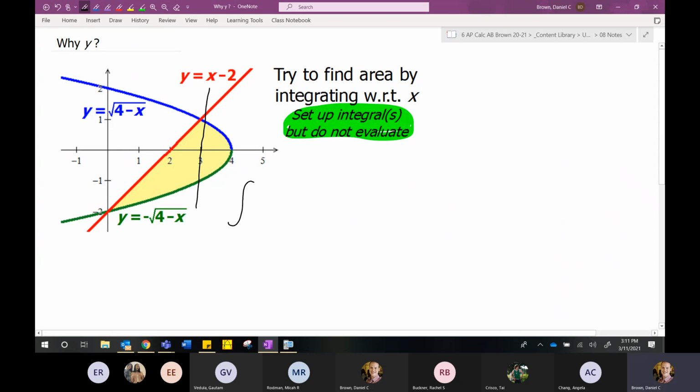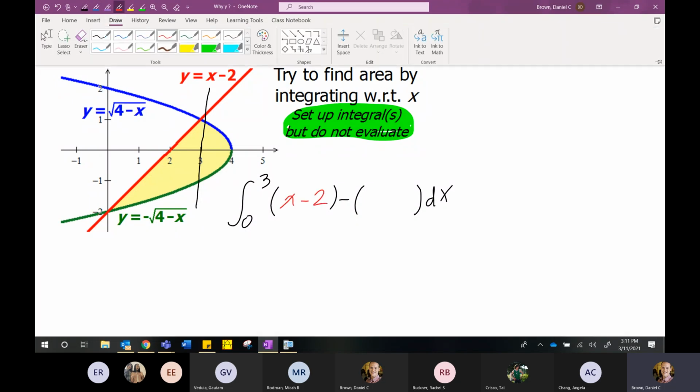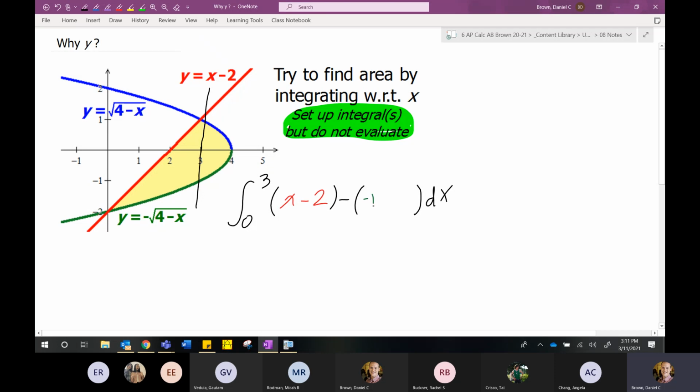I like working from left to right. Where's that first region starting? 0. So again, make sure you use x values. It starts at 0. Where is it ending? 3. And then we're going to have the top function minus the bottom function. Don't forget your dx. The top function is the red one. What is the bottom function? That green one, negative square root of 4 minus x.